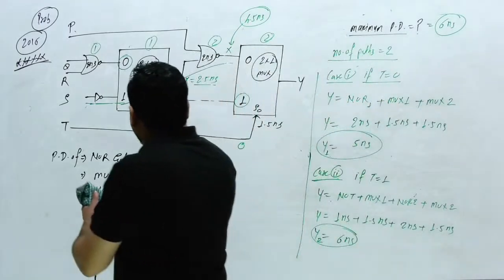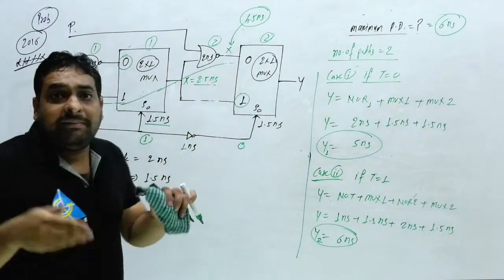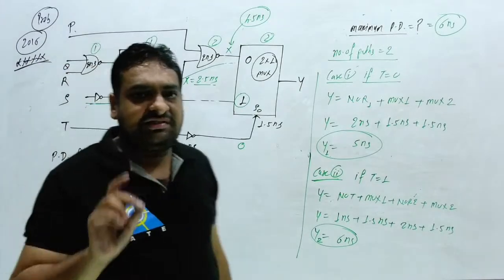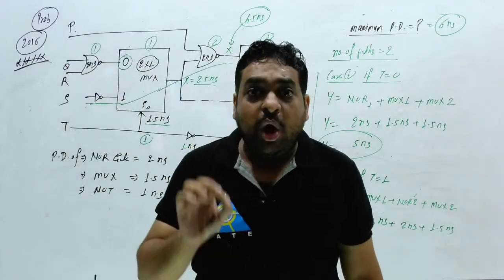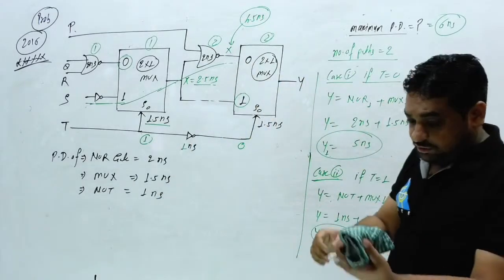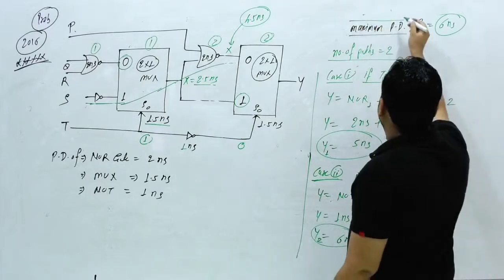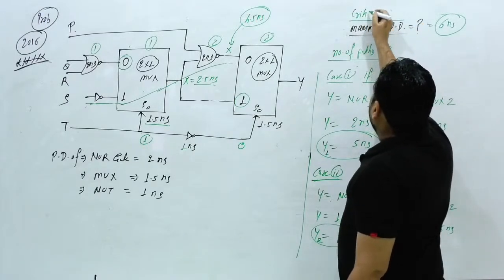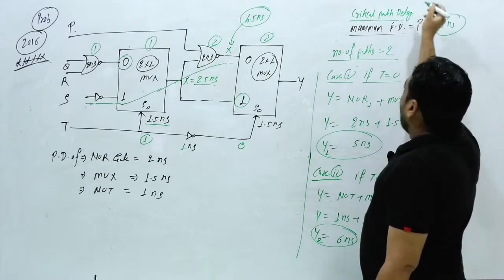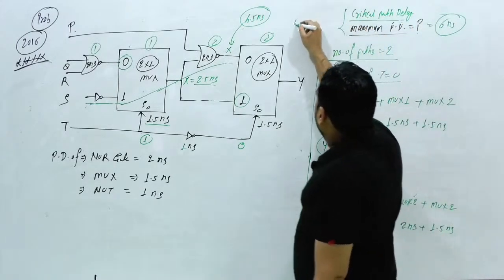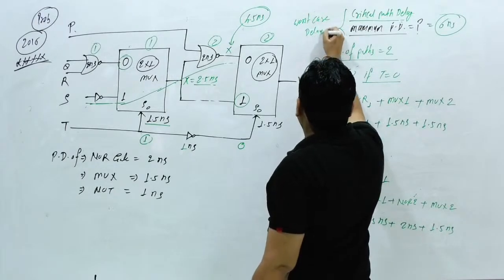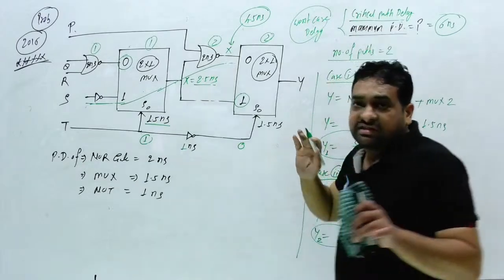Clear? So first, in a combinational circuit, what you have to do: the examiner will always target the maximum or critical path delay. They can use three names: either maximum propagation delay, or critical path delay, or worst case delay. These three questions they can ask you. All these three things are the same.